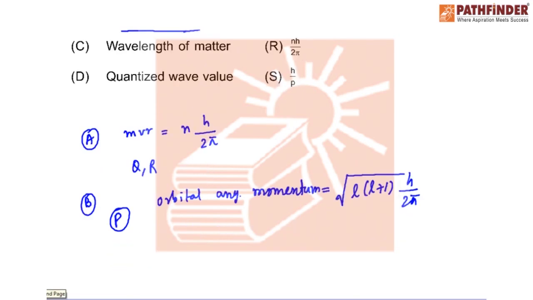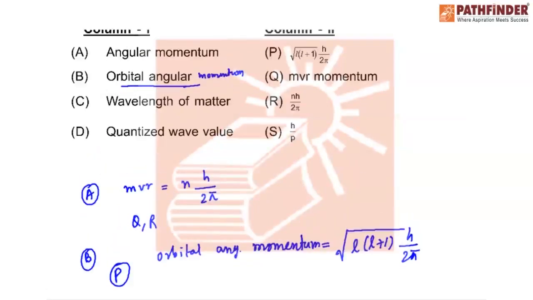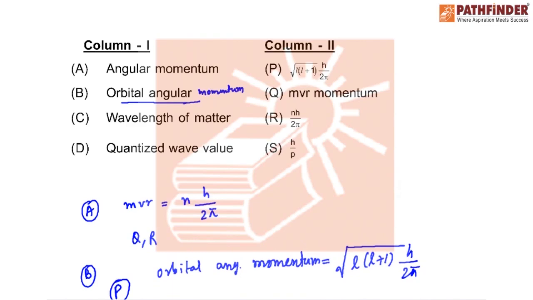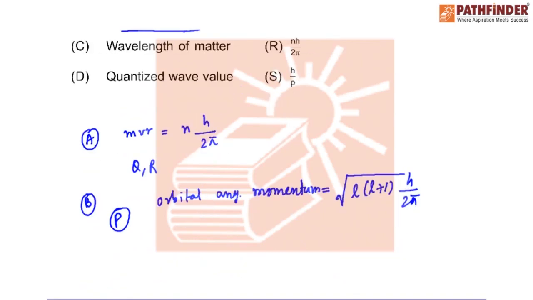In C, wavelength of matter. So matter wave, from de Broglie's concept, we have the knowledge of matter waves. So from de Broglie, what do we know? That lambda is equal to h divided by mv. So mv is the momentum, the linear momentum of any particle or any object, which is designated by P. So C has a match with option S in column 2.